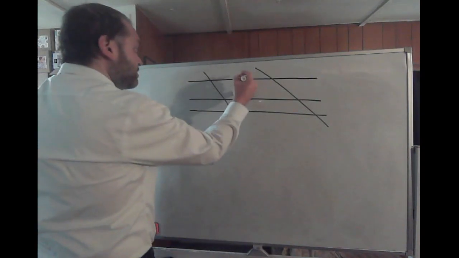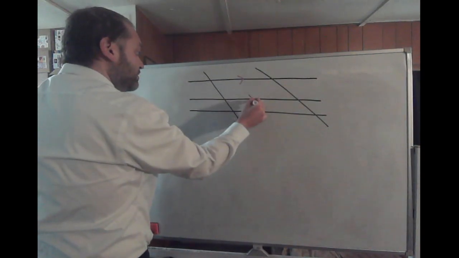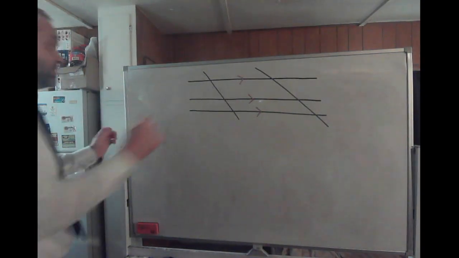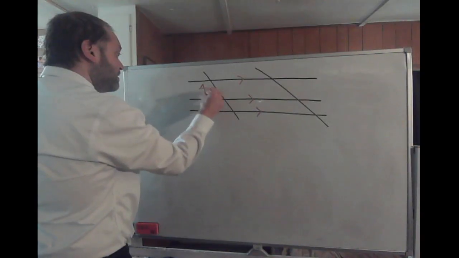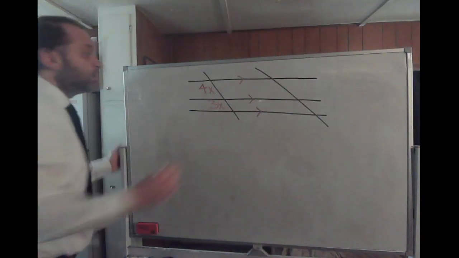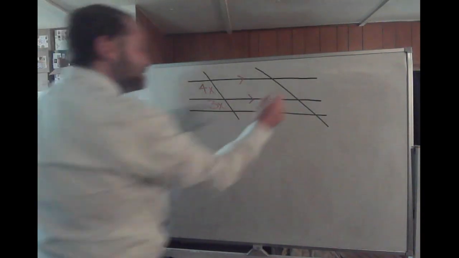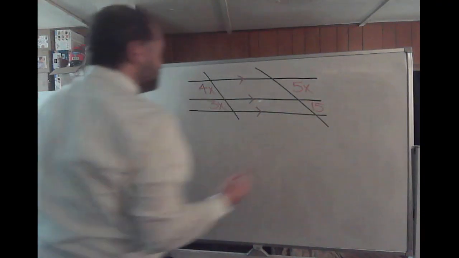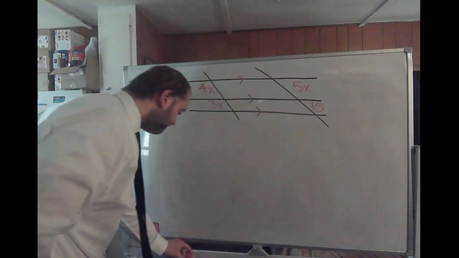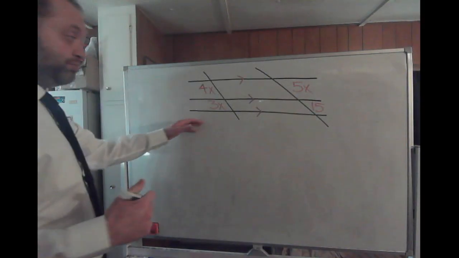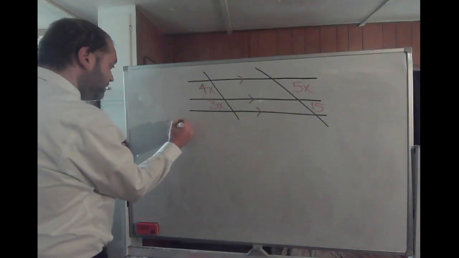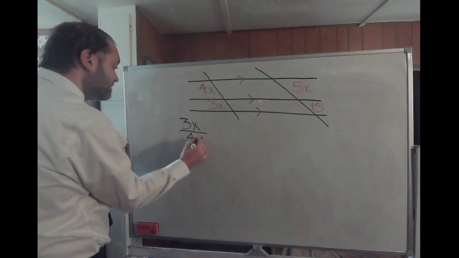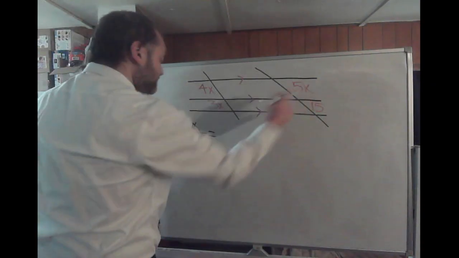These three lines are, of course, parallel to each other, cut by transversals. So they give us a length of 4x here, 3x here. What do they give us on the next set? 5x and then 15. Okay, so we have to solve for x. So go ahead, set up your proportion. We could take 3x to 4x. So 3x to 4x would be equal to 15 to 5x.